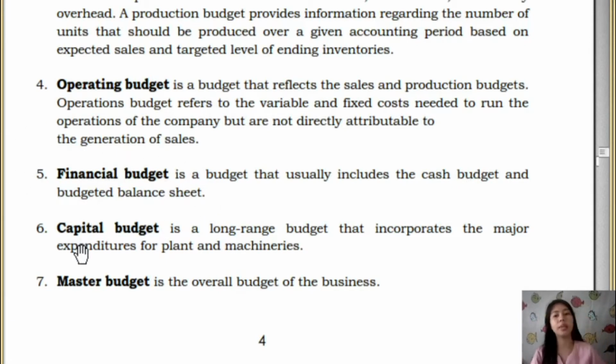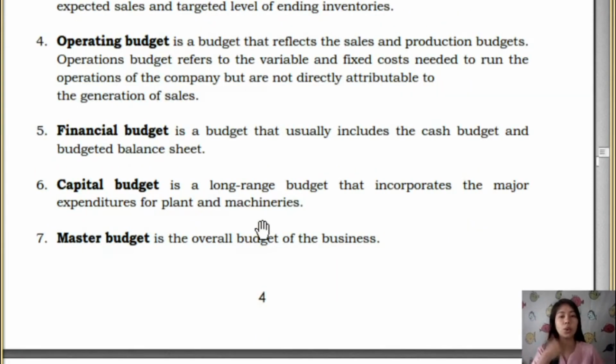Okay? And then you have the capital budget, a long-range budget that incorporates the major expenditure for plants and machineries. So, of course, if you have a bigger company, you have to get a capital balance for acquisition of plants and machineries and other equipments needed to run the business.